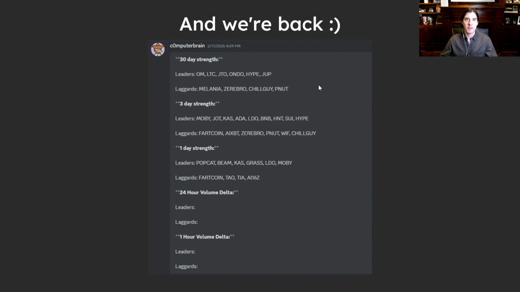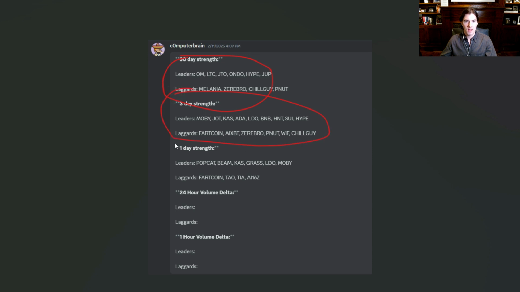Let's do a little check-in now. What I've attached here is where we stand. I have the 30-day strength up here, the 3-day strength here, and the 1-day strength here, all from spaghetti. Our next step is to retrieve volume delta on a 24-hour look back period and then a 1-hour look back period. And I will show you how I do that.